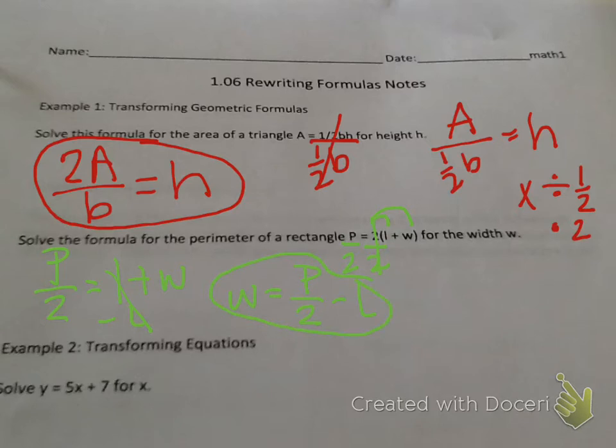It wouldn't be wrong if you distributed the 2. It would just take more steps to solve. So I always get rid of whatever should be distributed first.